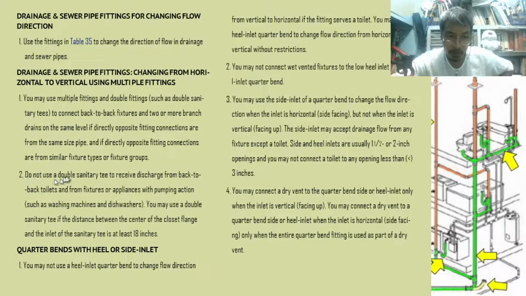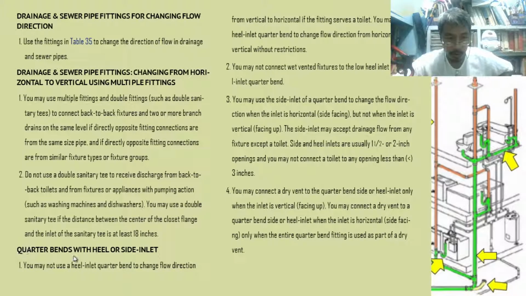Okay. Number 2, do not use a double sanitarity to receive discharge from back-to-back toilets. This is not allowed. If there are 2 water closets and you use a double sanitarity, that is not allowed. Okay? You may use double TY. You can use double TY but not double sanitarity. The most popular way and accepted one is to use double Y. Double Y, it is approved for use.